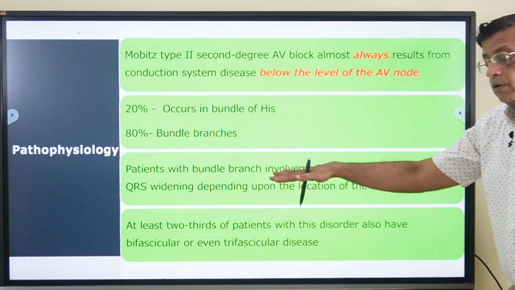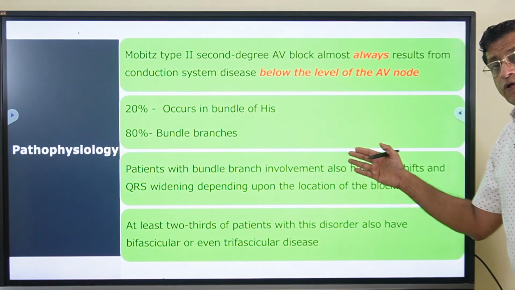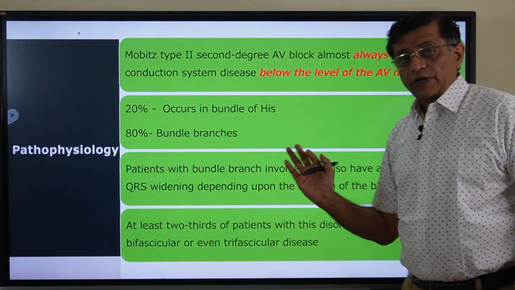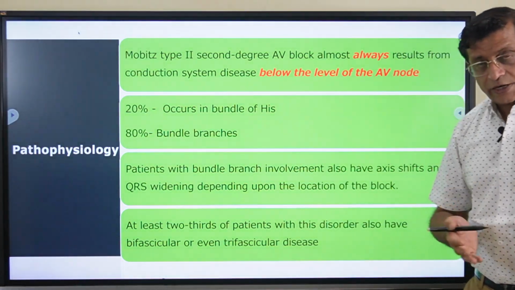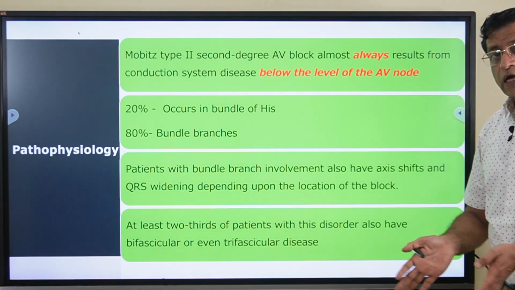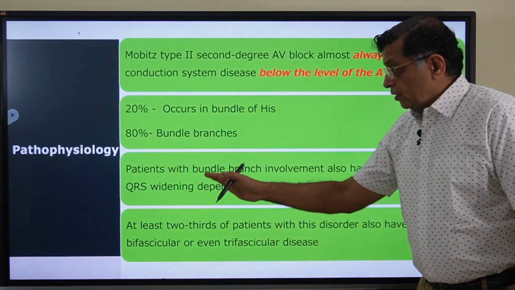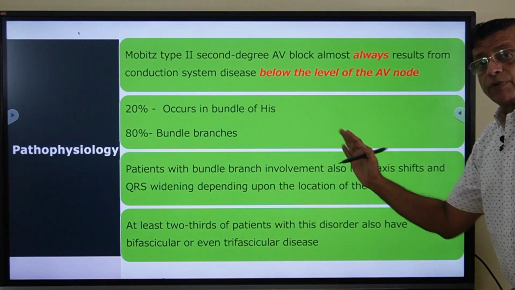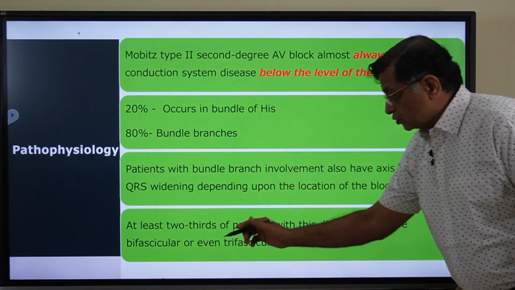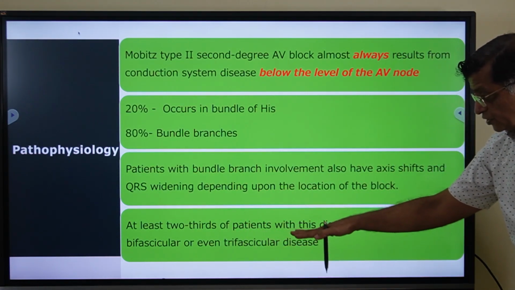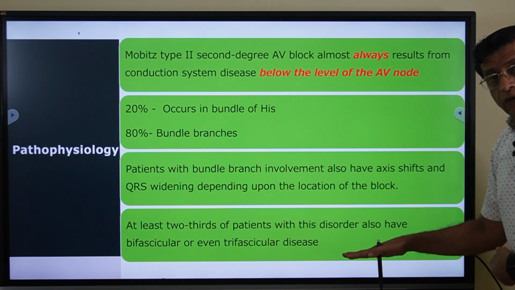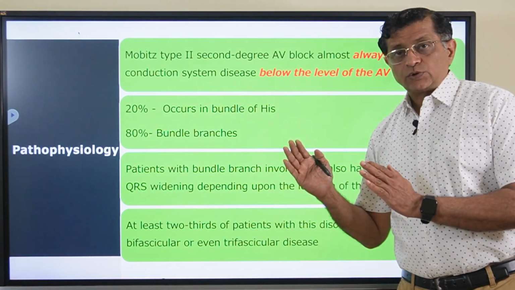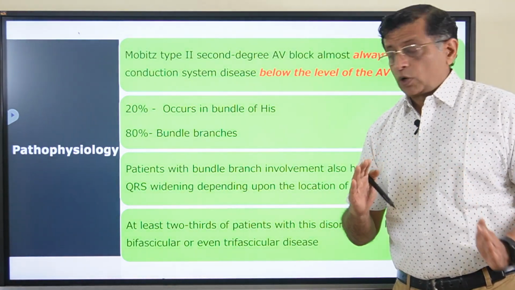Whenever a bundle branch is involved, the patient will also have a widening of the QRS complex and axis deviation. For example, if it is a right bundle branch block, the axis would be deviated to the right, and if it is a left bundle branch block, the axis would be deviated to the left. So if these additional features are there, they could accompany the second degree heart block. Sometimes there could be bifascicular or trifascicular block. Bifascicular means, for example, an RBBB associated with left anterior fascicular block. Let's see an example.